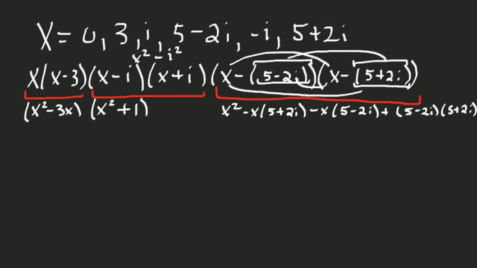All right? So we end up with, well, x squared doesn't really simplify. Minus 5x minus 2xi minus 5x plus 2xi.